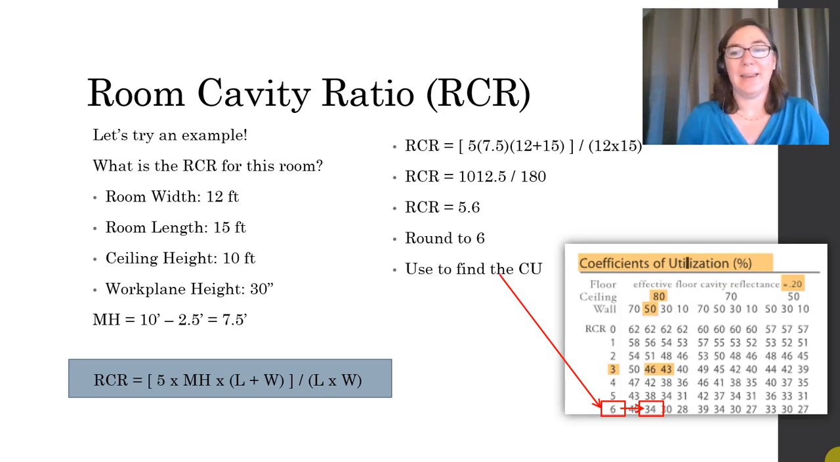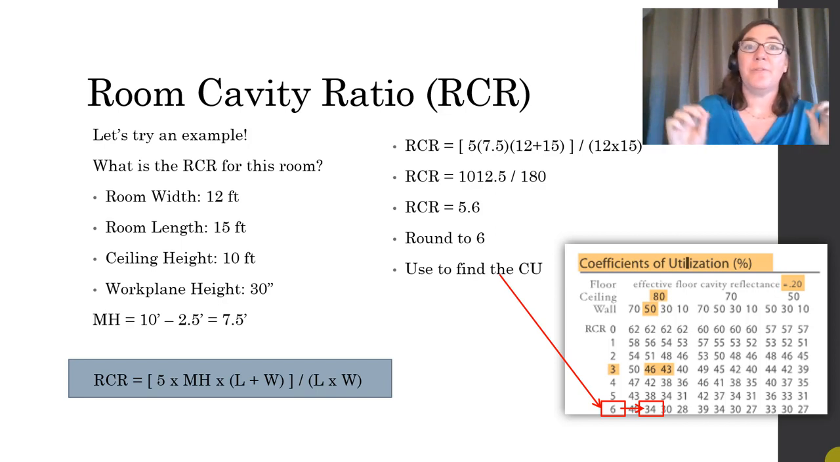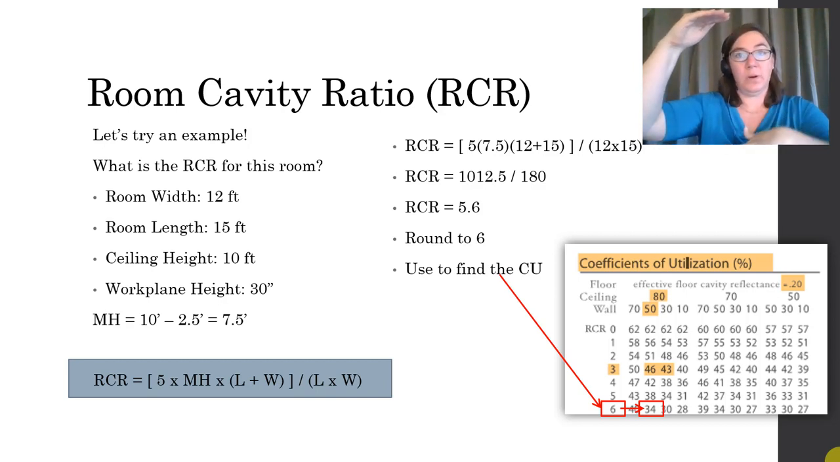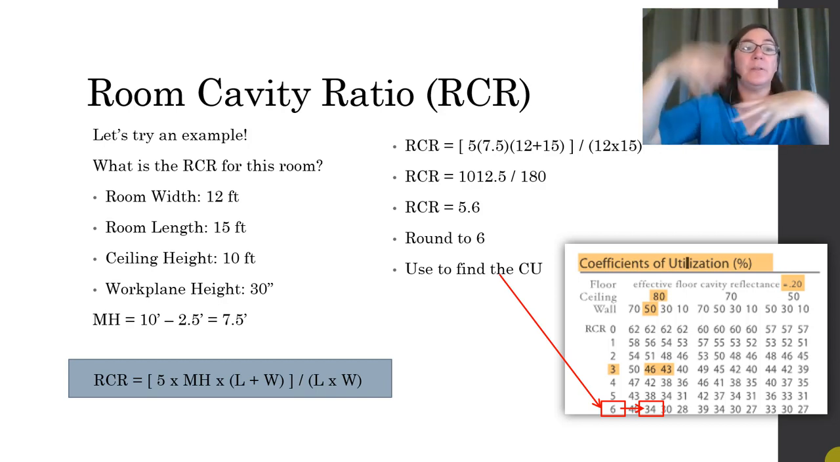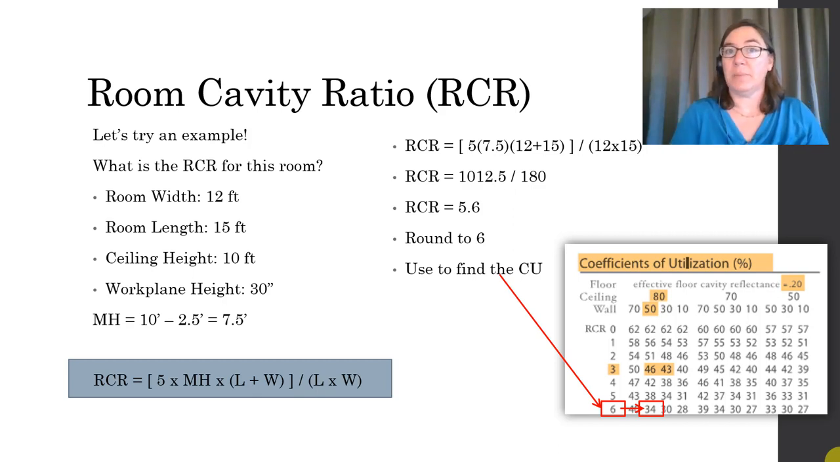All right, welcome back and let's see how you did. So the first thing that you need to do is realize that with a ceiling height of 10 feet and a work plane height of 30 inches, your mounting height is actually going to be 10 feet minus 2.5 feet, which is 7.5 feet. Therefore, we can plug all of these values into our room cavity ratio. Room cavity ratio is going to be 5.6. You generally have to round these to the closest whole number. We're going to round it to 6 and use that to find the coefficient of utilization.